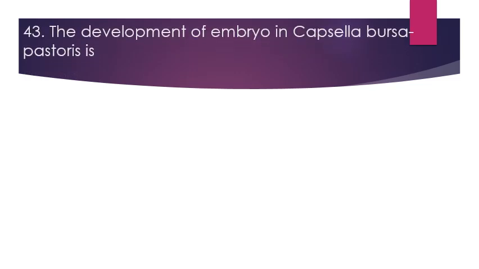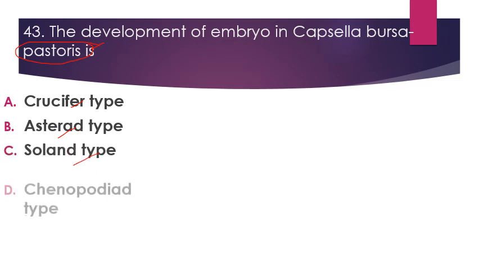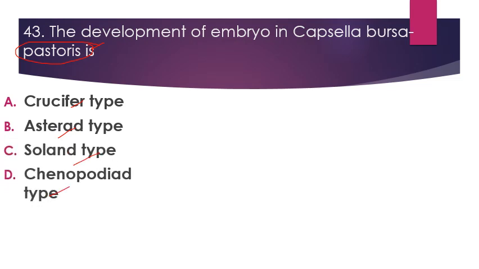The next question is the development of embryo in Capsella bursa-pastoris. This is an example of typical dicot embryo development, Capsella bursa-pastoris, commonly known as the shepherd's purse plant. Our options are crucifer type, asteroid type, solanad type, or gynopodial type. So the right answer is crucifer type.